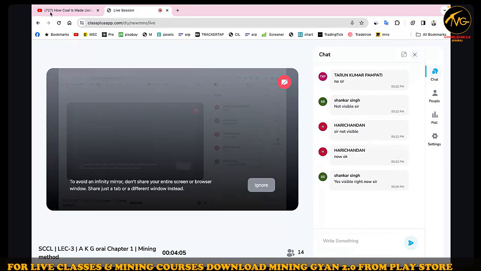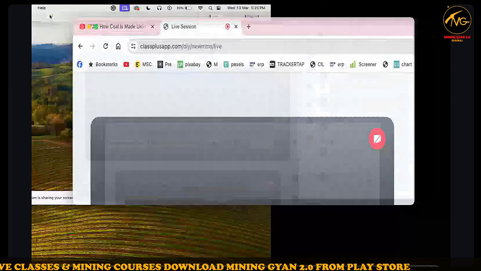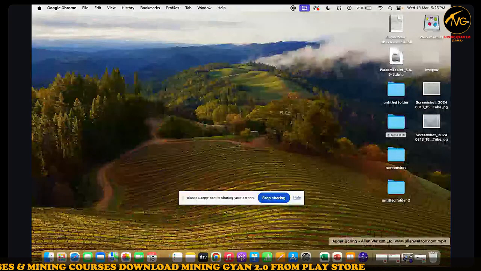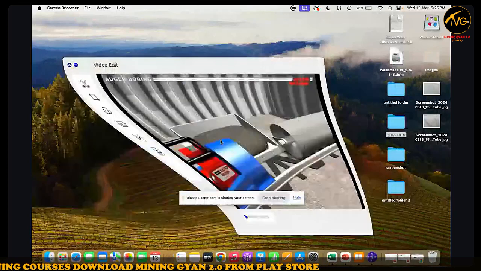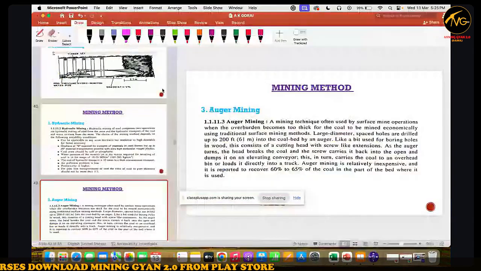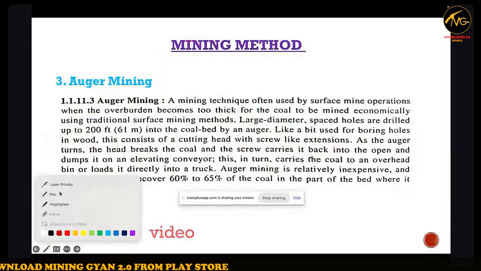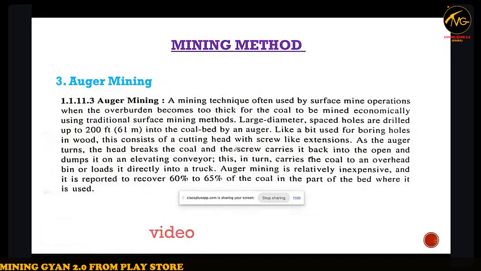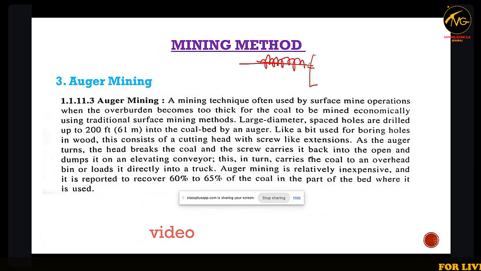So let us stop the video. Now come to our auger mining. What we have discussed, what I have seen in the video, is that an auger mining machine has a screw type structure with a cutter. Okay, it will cut your coal and it will transport it through this conveyor and directly load your truck or dumper, whatever you say.